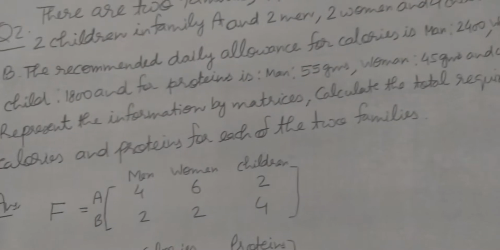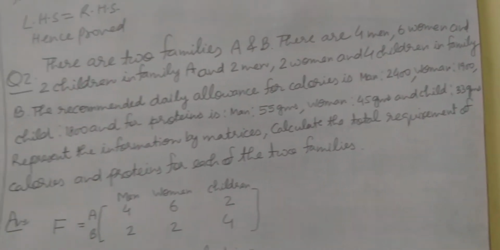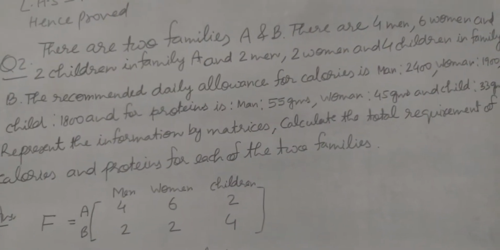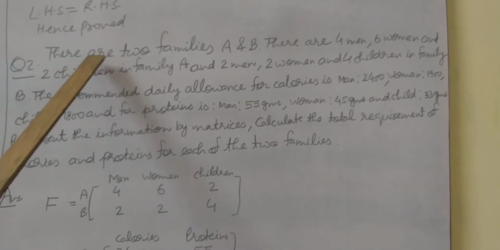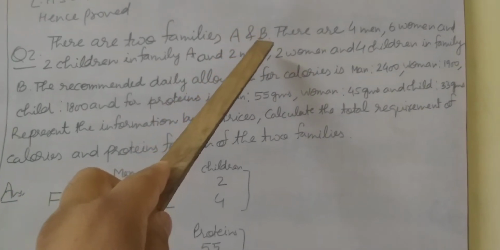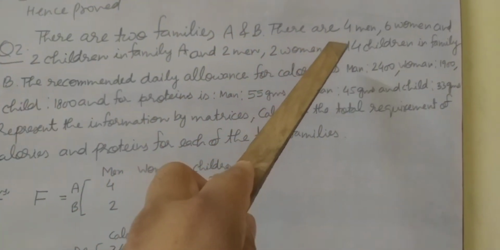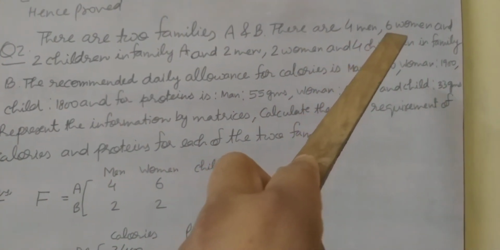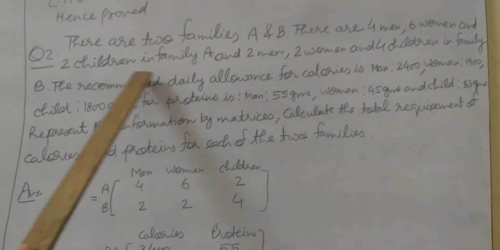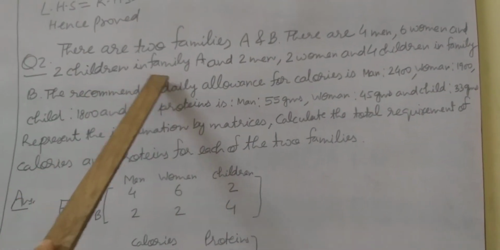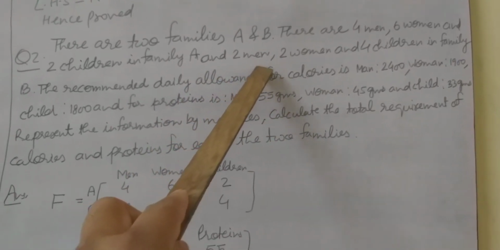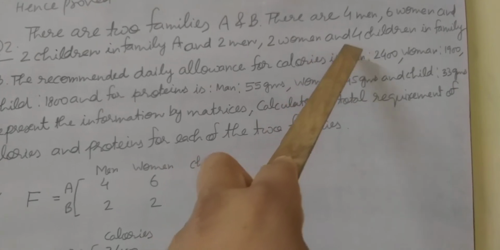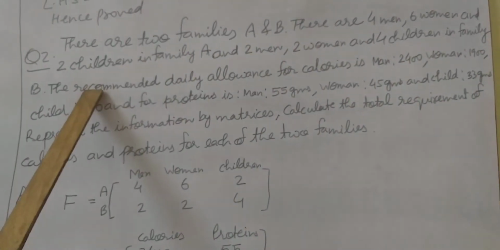Okay student. Now students, let us take one language problem. You can see students, question number 2. There are two families A and B. There are 4 men, 6 women and 2 children in family A, and 2 men, 2 women and 4 children in family B.